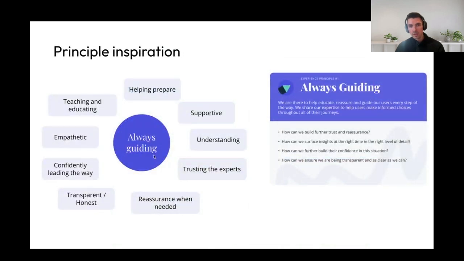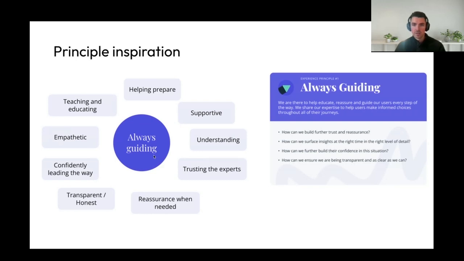I'll go through them one by one and why we picked these essentially. So our first one, always guiding, is around being that supportive. We call ourselves the older cousin, so we want to be giving them advice, but it's useful advice, it's on trend. We're also the experts. We want to reassure them, want to be empathetic at the same time. So all of those factors we want to add into this principle. Normally when you create these, you have a statement that you'll have across the principle. So ours is: we are here to help educate, reassure, and guide our users every step of the way.